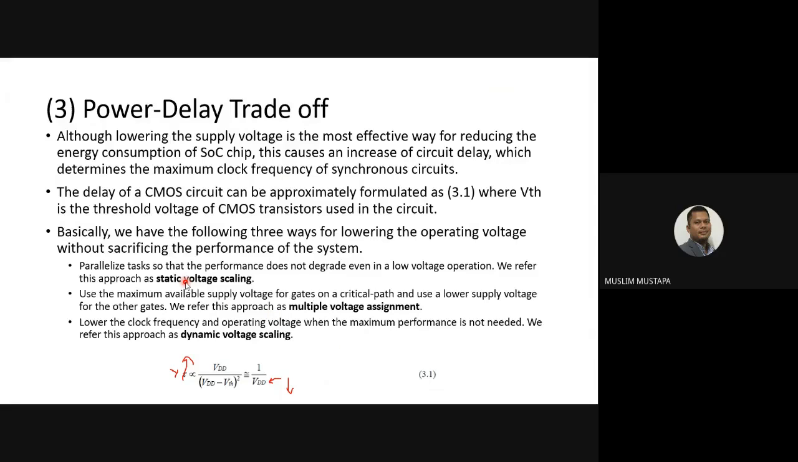The first one is to parallelize tasks, so that the performance does not degrade even in low voltage operation. We refer to this as static voltage scaling. We're going to look into an example after this.